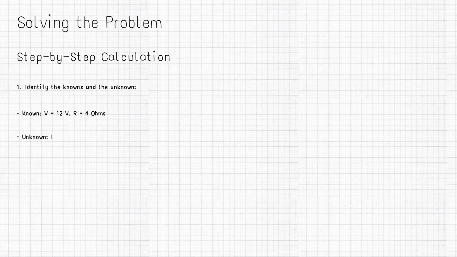Now, let's systematically solve this problem using Ohm's law. We'll break it down into clear, manageable steps. We'll follow a step-by-step calculation to find the unknown current. This structured approach ensures accuracy and clarity. The first step is always to clearly identify what values are known and what value needs to be found. This helps organize our thoughts. In this problem, our known values are a voltage of 12 volts and a resistance of 4 ohms. The unknown quantity we need to calculate is the current.